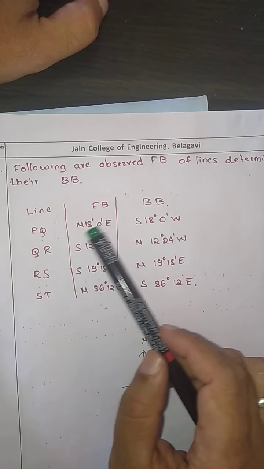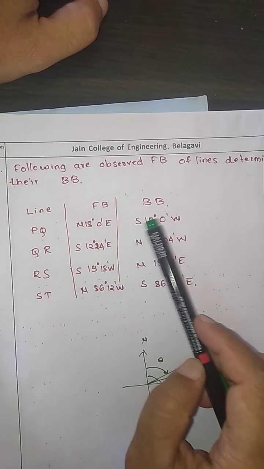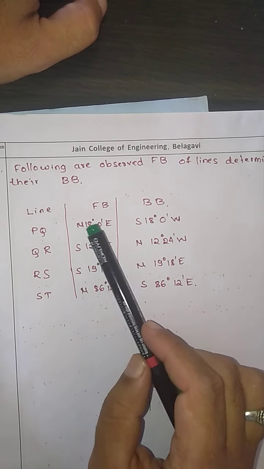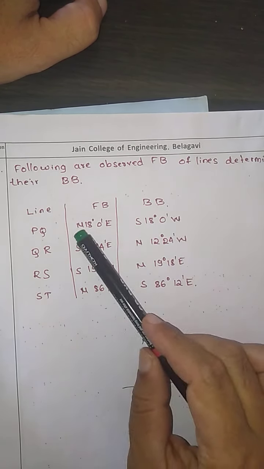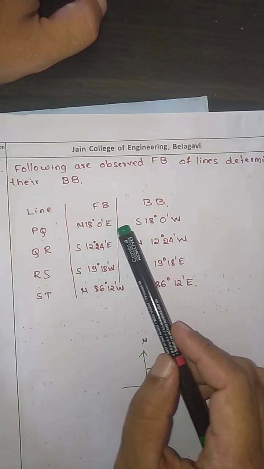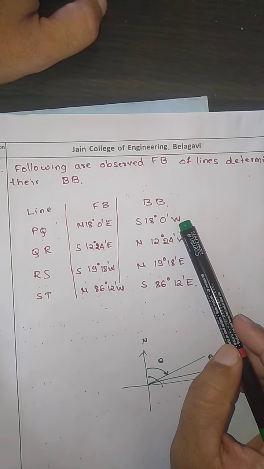Now, wherever the north is there, the opposite direction is south. East's opposite direction is west. So directly you are going to convert north to south and east to west. So your north 18 degree east will convert into south 18 degree west.